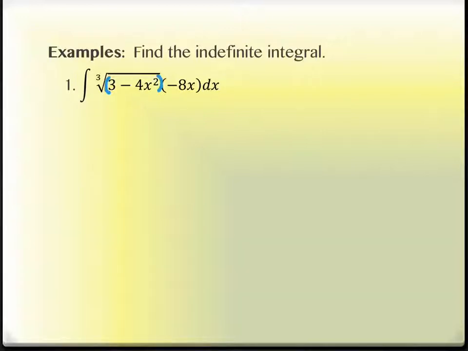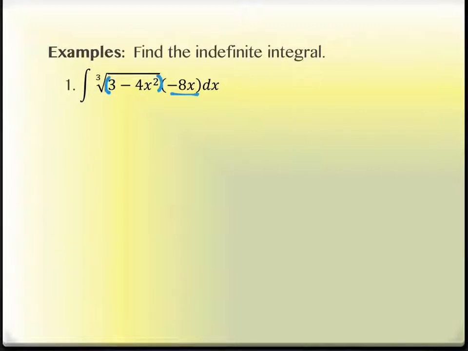And in particular, what I've put in parentheses in this blue is, in fact, going to be what u is. And the reason is because what happens when you take the derivative of 3 minus 4x squared? You get negative 8x, which is exactly what's out here, right? So that's what we're doing. We're going to take this piece, and we're going to identify what we have.